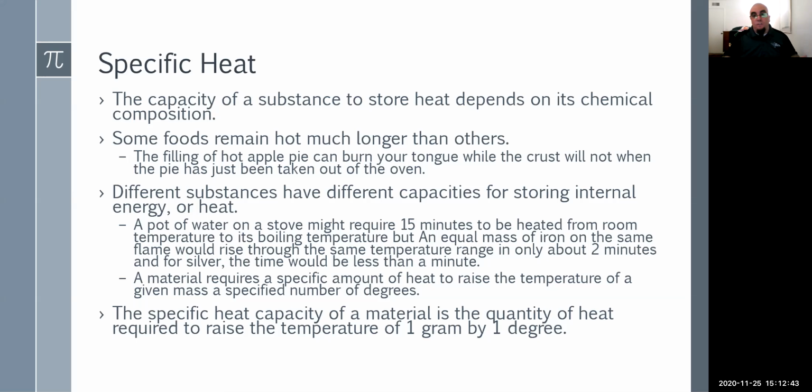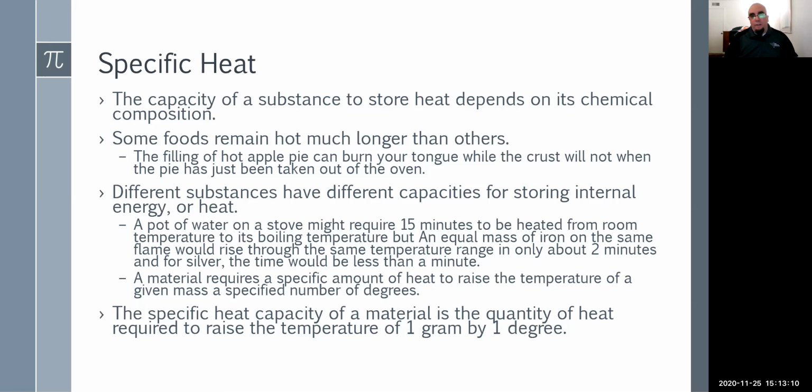A pot of water on a stove might require 15 minutes to heat up, whereas if you have an equal mass of iron, pizza rolls, yes, right? I always joke that Hot Pockets have 2 temperatures, either still frozen or thermonuclear meltdown. Those are the only 2 temperatures Hot Pockets come in. Same thing with pizza rolls, right? The Totino's pizza rolls only come in still frozen or thermonuclear meltdown. I'm not sure that they actually serve them in any other format.